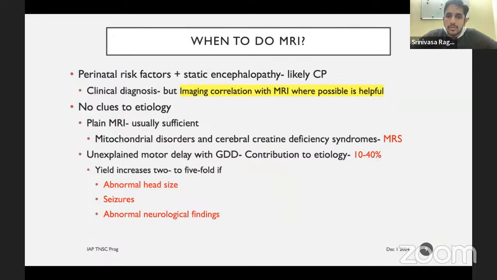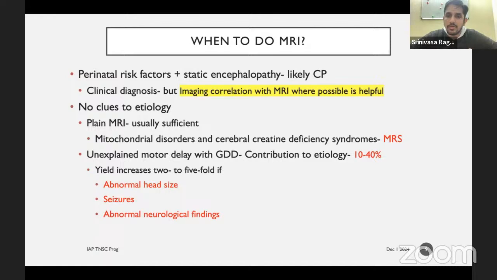Now, when do we do MRI in such children? When the child has perinatal risk factors and the child has static encephalopathy and the child has motor impairments and associated hypertonia or dystonia also. So the child has a disorder of movement and posture which is static due to an injury to the developing brain. That is the clinical diagnosis of CP. That's the clinical definition of CP. CP is a clinical diagnosis. Imaging correlation is not needed.